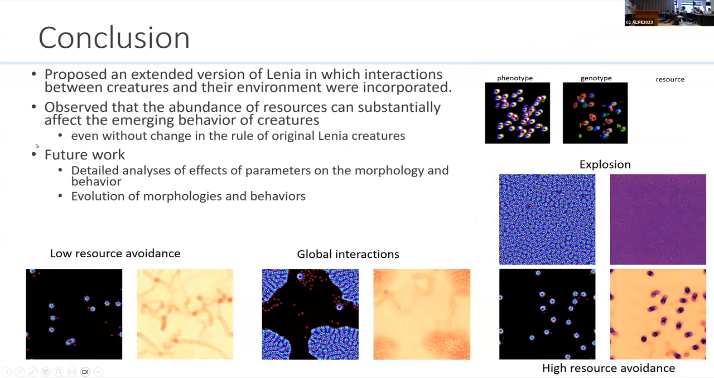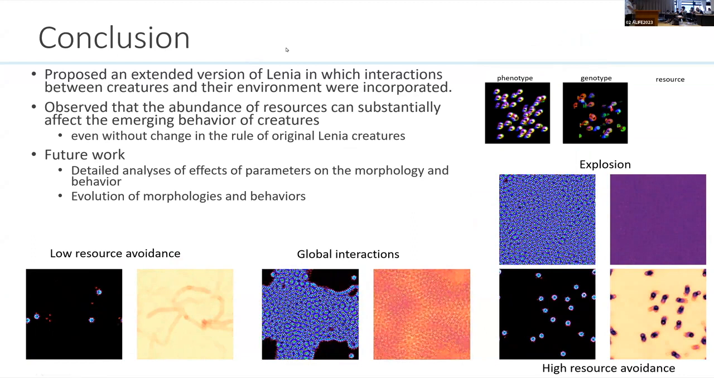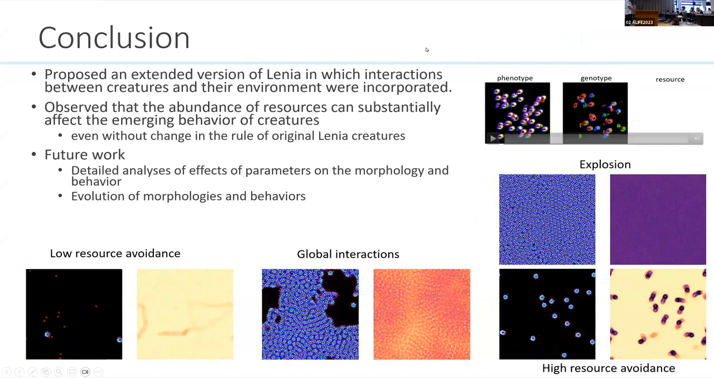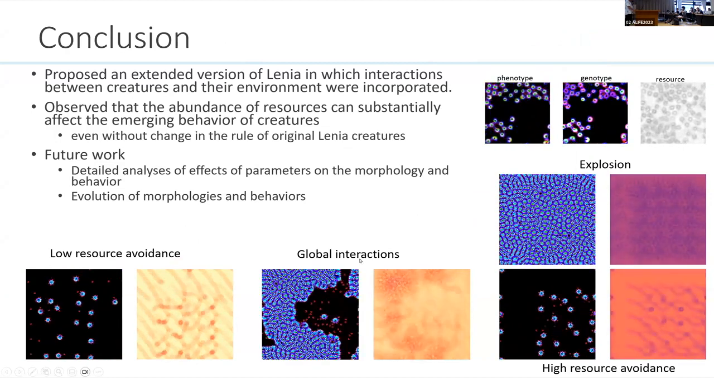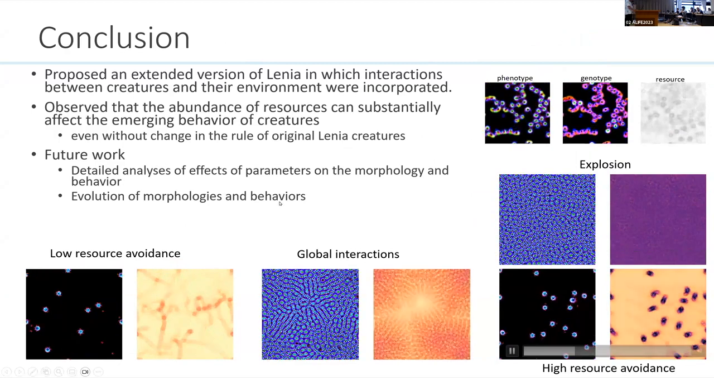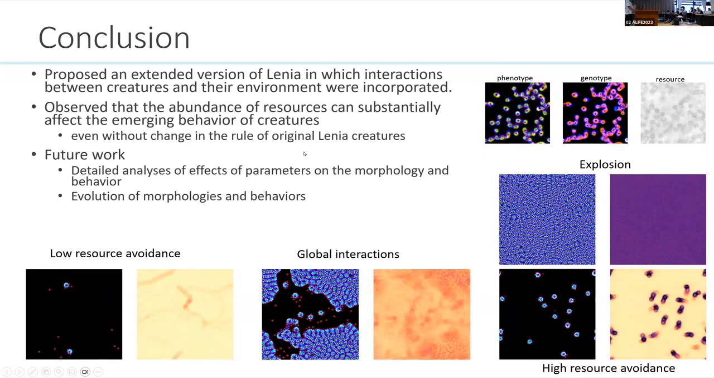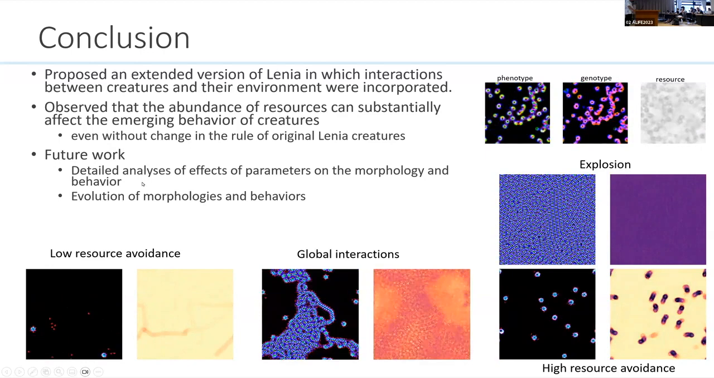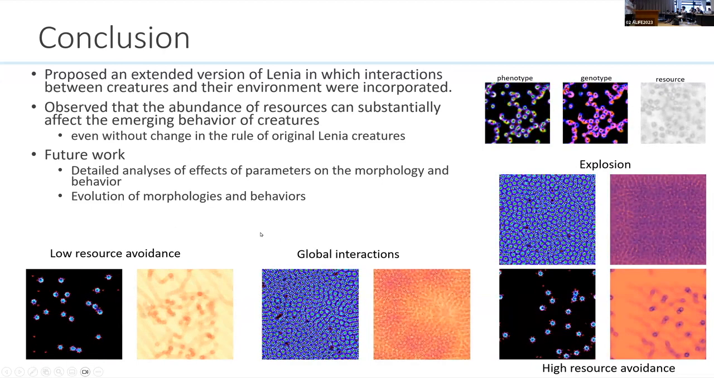So in conclusion, we propose an extended version of Lenia in which interactions between creatures and their environment are incorporated. And we observed that the abundance of resources can substantially affect the emerging behavior of creatures: low resource avoidance, global interactions and explosion, and high resource avoidance. And this is interesting because it happens even without a change in the rule of the original Lenia creatures. Future work is detailed analysis of the effects of parameters and much more focus on the evolution of morphology and behaviors. Thank you so much for your kind attention.